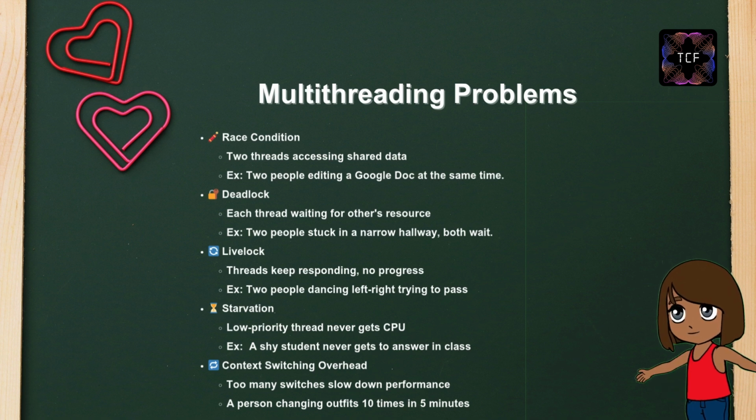Context switching overhead. Switching between threads requires saving and loading state, which can reduce performance if done too frequently. How to fix? Design thread granularity carefully and minimize unnecessary switching.